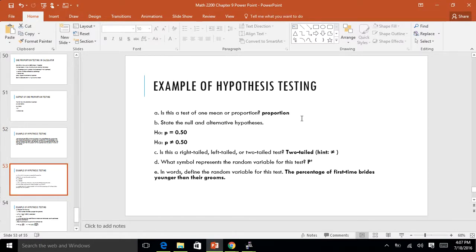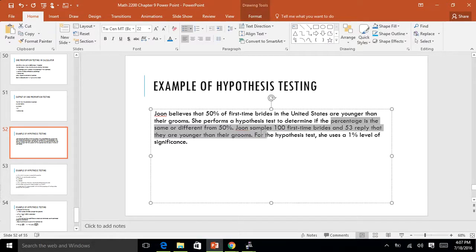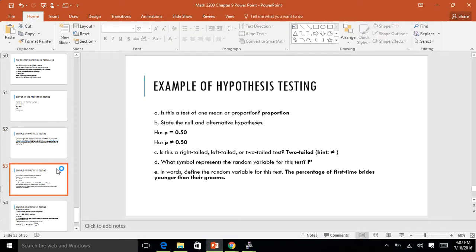So, is this a test for a mean or a proportion? Well, it's a proportion because it doesn't talk anything about means, and it actually has percentages in it. So the next step, state the null and alternative hypothesis. Well, remember if I go back to the problem, I'm looking to see that the percentage is different or equal to 50%. Well, that tells me that for my hypothesis, I'm just looking for does it equal or does it not equal? With these percentages, you need to make them decimals, so all you do is drop the percentage sign and move the decimal 2 places to the left.